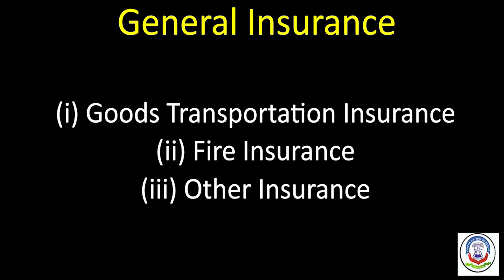There are three types of general insurance. First one is goods transportation insurance. Second one is fire insurance. And the third one is other forms of general insurance. Now first we are going to learn about goods transportation insurance.